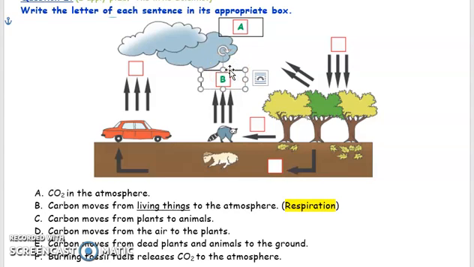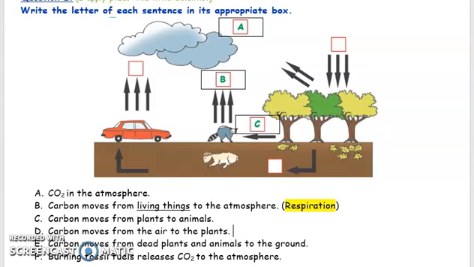The animal is breathing in oxygen and releasing carbon dioxide. Carbon moves from plants to animals for sure. When animals eat plants, the carbon found in the plants will move to the animal's body. So, when animals feed on the plants, they are actually moving the carbon made by the plants by photosynthesis to their bodies. Carbon moves from the air to the plants.